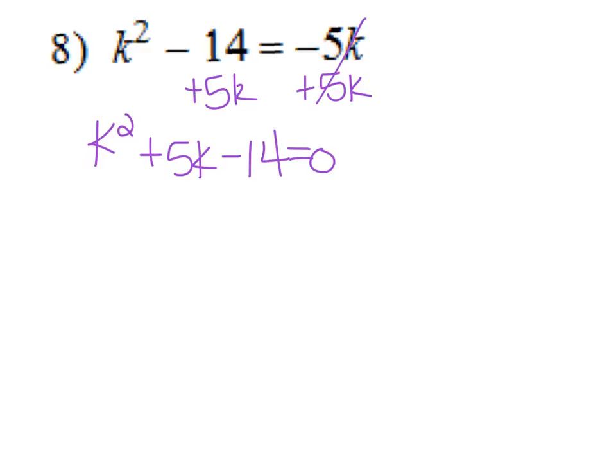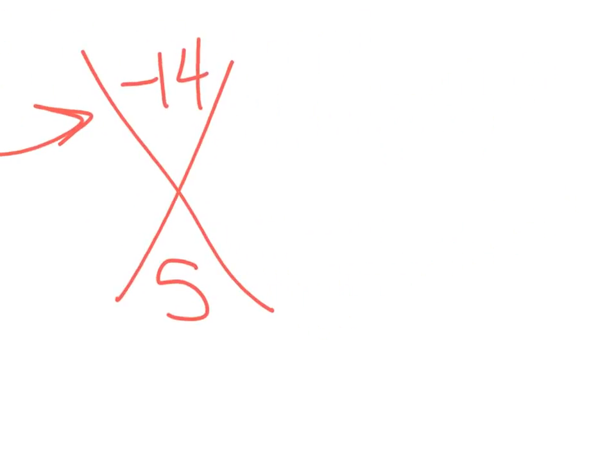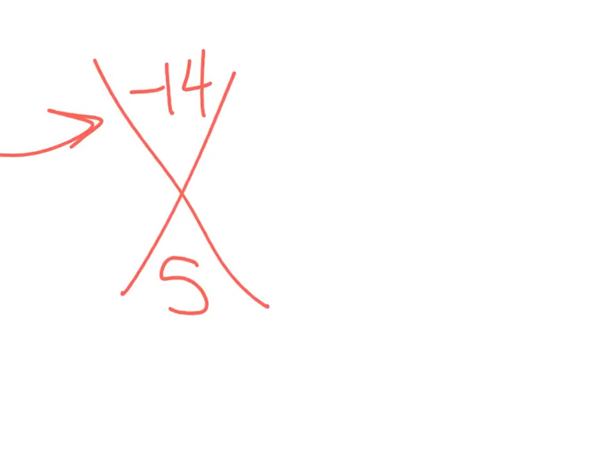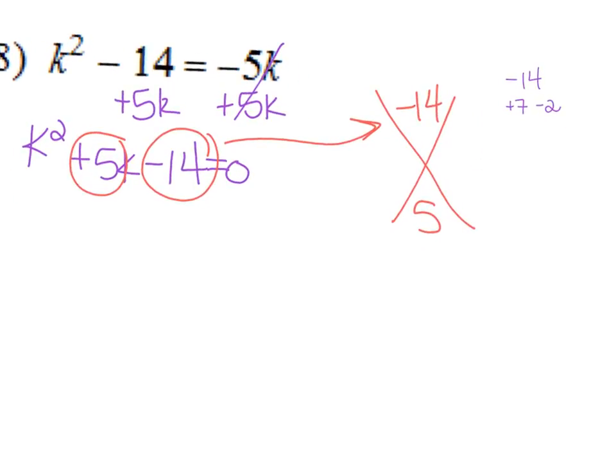And again, how I factor this is have my diamond. My negative 14 goes in the top, and if you need, write a little tiny note, my positive 5 goes in the bottom. Now, what are two factors of negative 14 that get you a positive 5? Well, I know it's going to be a positive 7 and a negative 2. One of them has to be negative, one of them has to be positive, and you might have to go through a couple factors to be able to get that. So I'm going to fill in a 7 and a negative 2.